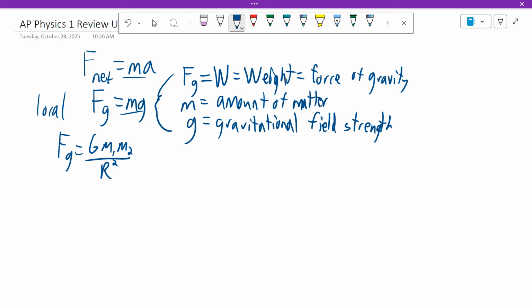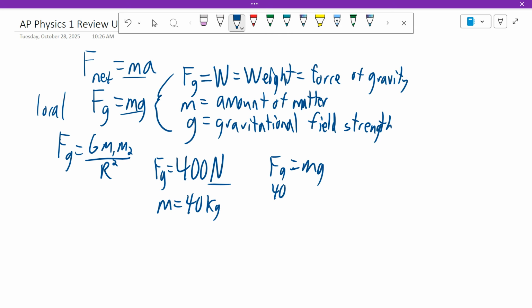If you're given, let's say someone's Fg is 400 newtons. First off, all forces are in newtons. So if you see a newton, it's a force. If they're referring to how heavy someone is, they mean F sub g. So anyway, someone's 400 newtons. I should be able to pretty quickly go, oh, they are 40 kilograms. How do I get that? Fg is equal to mg. Assuming we're on Earth, 400 is equal to 40 times g. So g is 400 over 40, which would be 10.